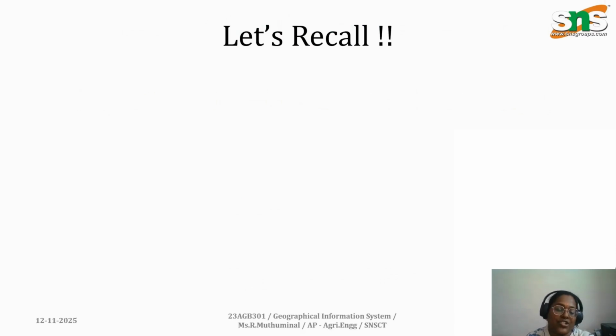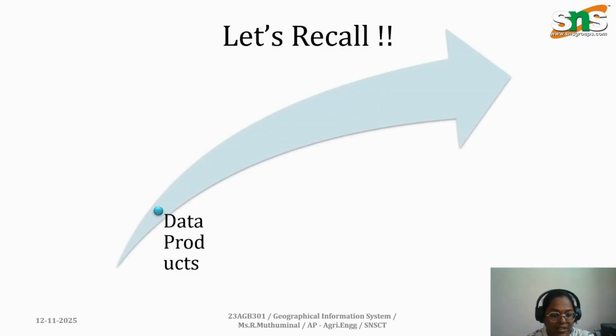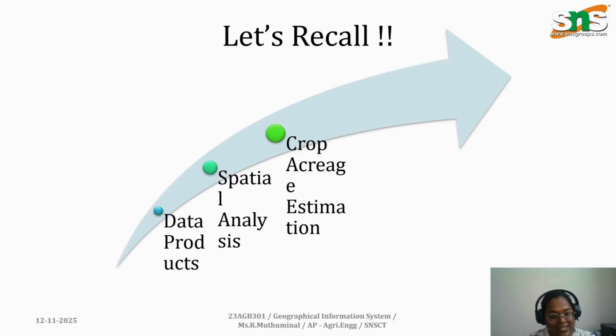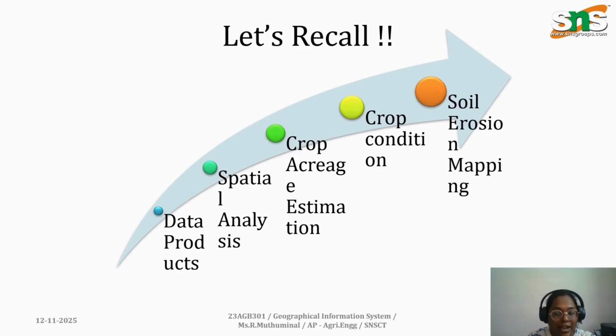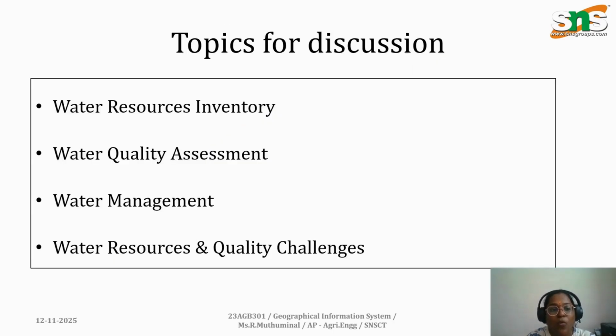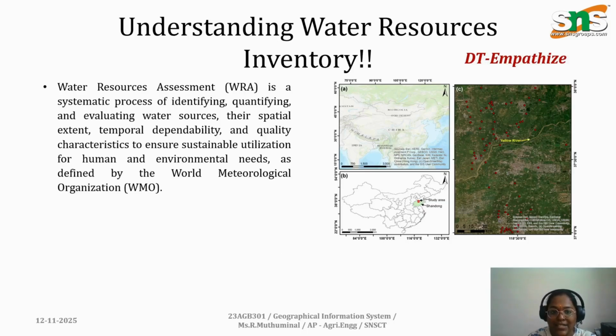Before going into the session, let us have a small recap of what we have seen in the previous lecture series. We have seen what the data products are and how these data could be used under spatial analysis, what crop acreage estimation is, how we can use GIS techniques in understanding crop condition, and also how we can map soil erosion. Today we'll see what water resources inventory, water quality assessment, water management, and water resources and quality challenges are. Now let us understand what water resources inventory is.